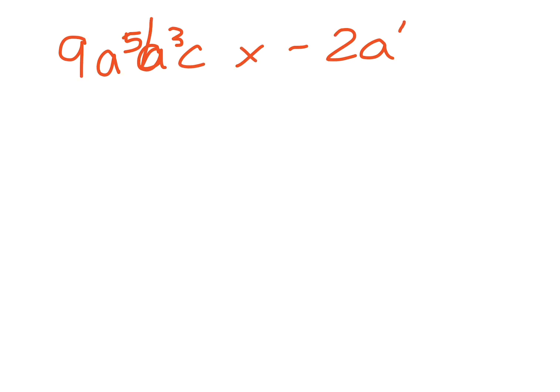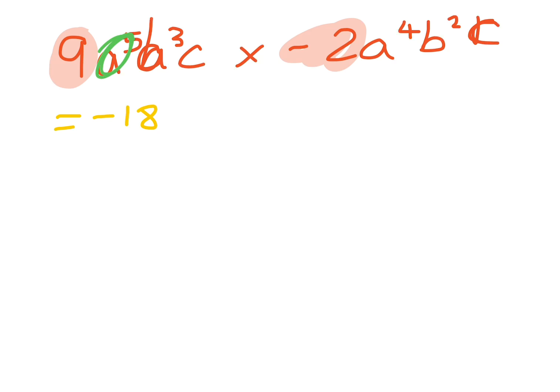So just one more, like let's just say we have 9a^5b^3c times minus 2a^4b^2c. Okay, so if we're doing this, we do number times number. Oops, apologies for that. You do number times the number. So you do 9 times minus 2. 9 times minus 2 is minus 18. And then you do same letter, so a^5 times a^4. So you end up with 4 plus 5. You end up with 9, because the 4 and the 5 gives you 9.